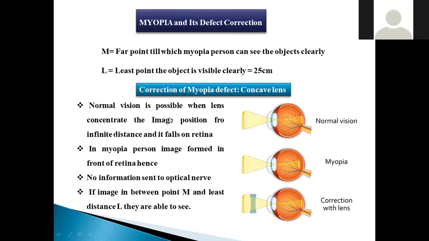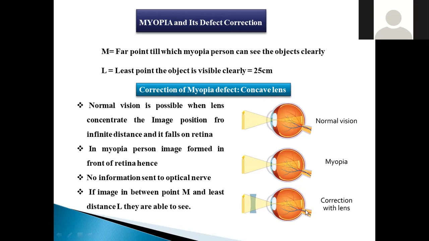Okay. Now let us see how we can correct this vision defect of myopia, and what kind of lenses are suitable in order to correct this kind of defect. For myopia defect correction, we have to use a concave lens. A concave lens is suitable in order to correct this kind of myopia defect.